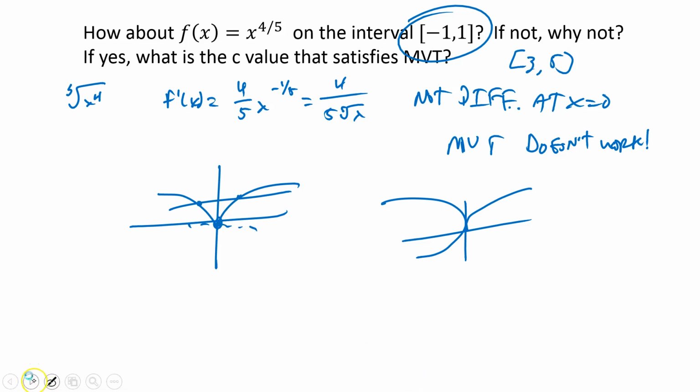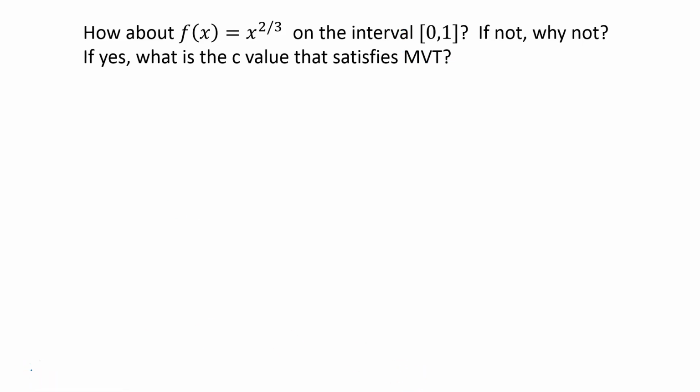Nice. Okay, next up. How about f of x equals x to the 2/3? Now this looks like it's similar, but let's see what's going on. So we're on the interval from 0 to 1. So if we do the derivative, f prime of x, that's going to be 2/3 x to the -1/3. Once again, we have an x on the bottom.